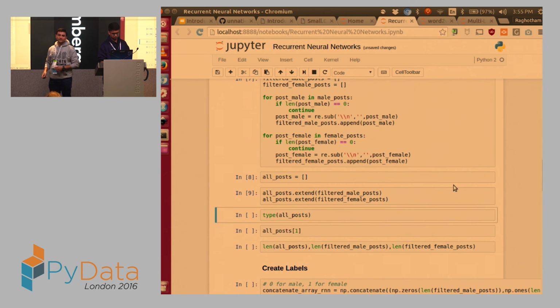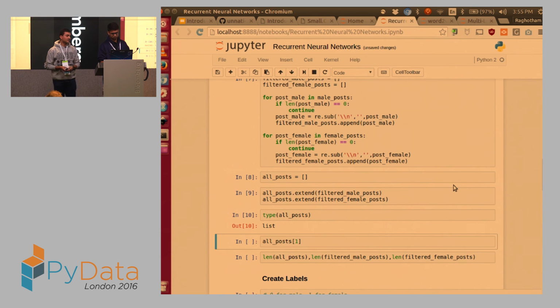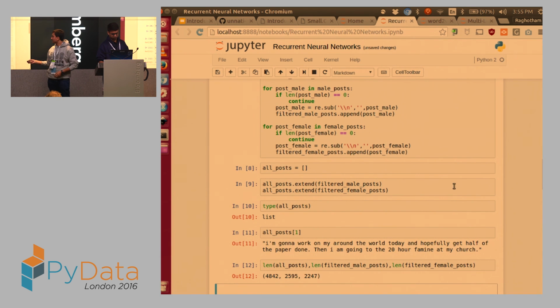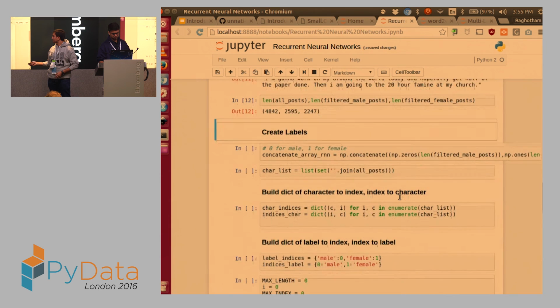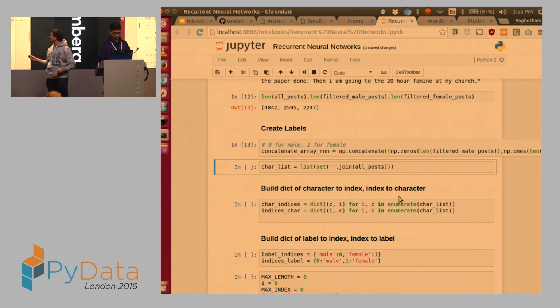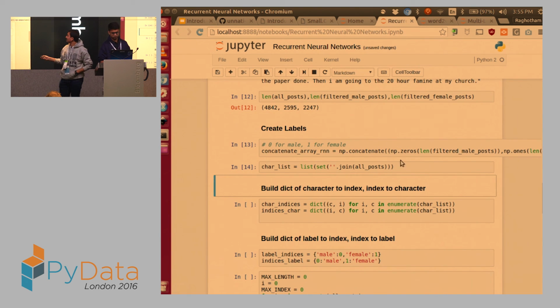Yeah, we do a filtration there, remove stop words, etc. Then we create labels for them. So for me, 0 is male and 1 is female. So I create a new label column.